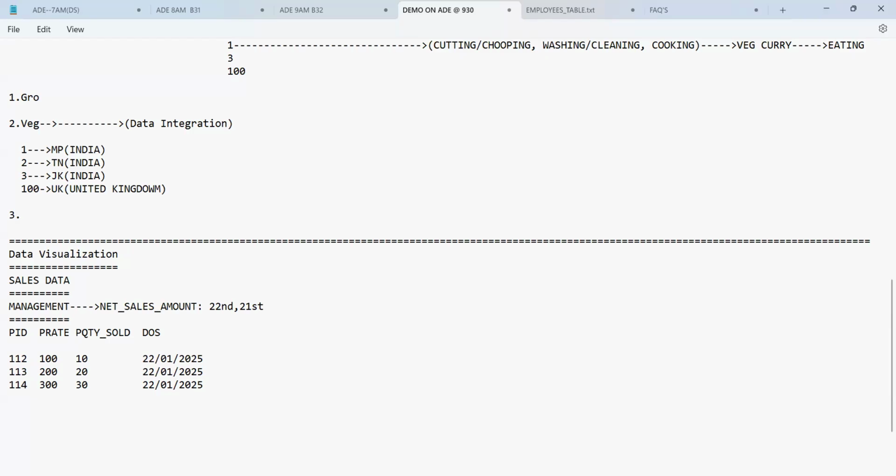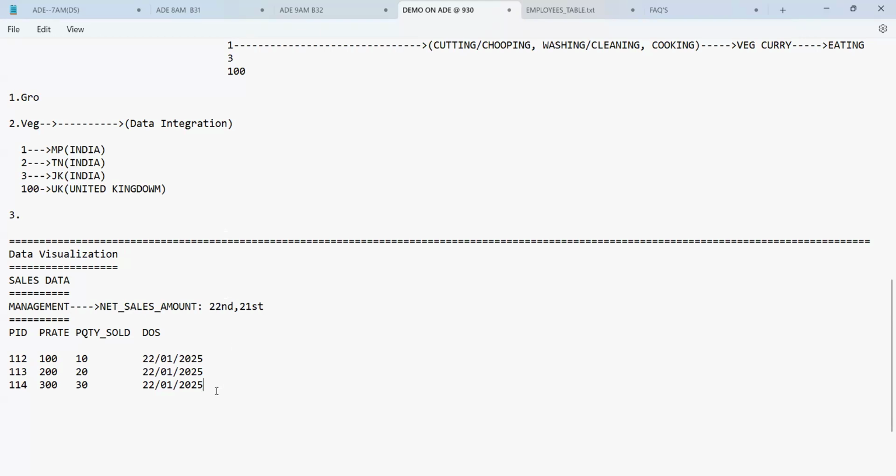They wanted to know the expected sales. The 21st data is there, and the 22nd data. Both days' data is there. Based on both data, to improve the sales on the 23rd day, that is tomorrow, what things actually need to be introduced in the market? There may be some discount offers, etc. To take that decision, the management wanted to know the net sales amount on the 22nd and 21st day.